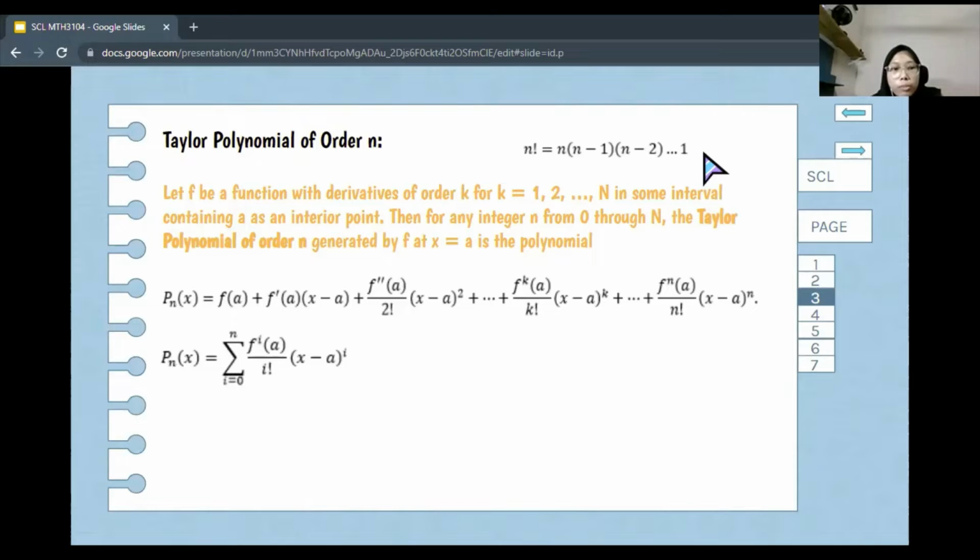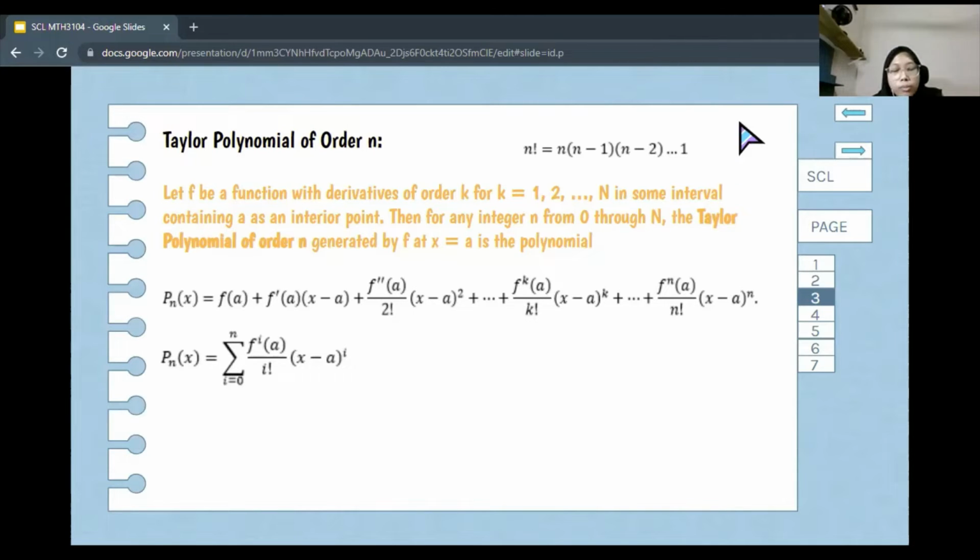From the Taylor polynomial formula, as we can see, the first terms, f(a) plus f prime(a) times (x minus a), are actually the linear approximation. If I add one more term, which is f double prime(a) divided by 2 factorial times (x minus a) to the power of 2, this is the second order derivative. If I continue the process up to order n, where n factorial equals n times (n minus 1) times (n minus 2) until 1, we will get the whole formula for the Taylor polynomial of order n.